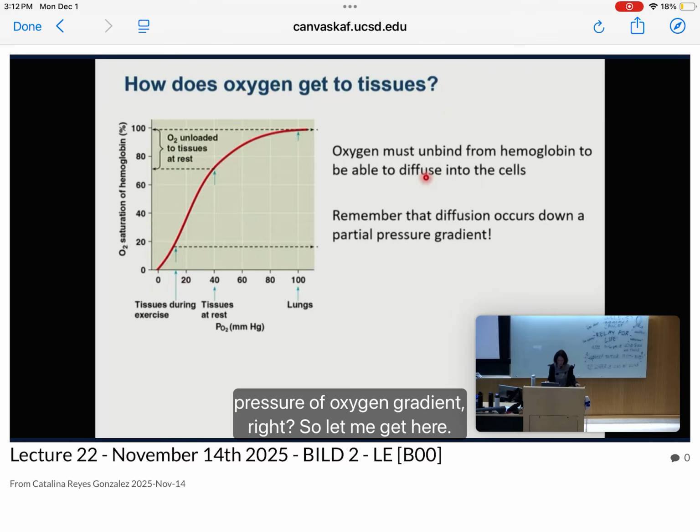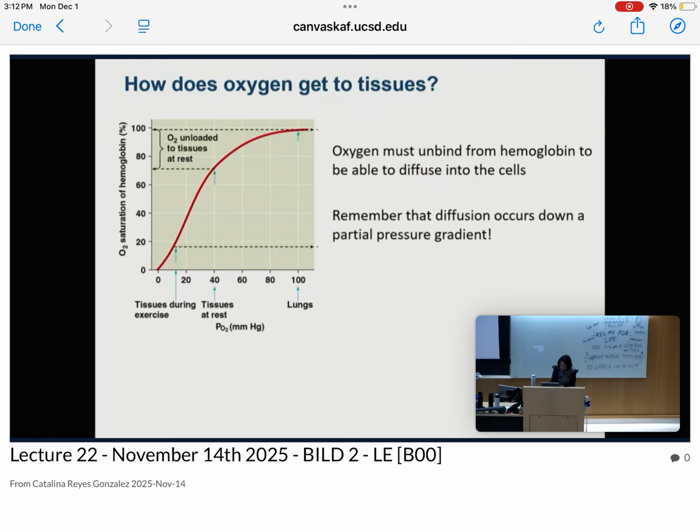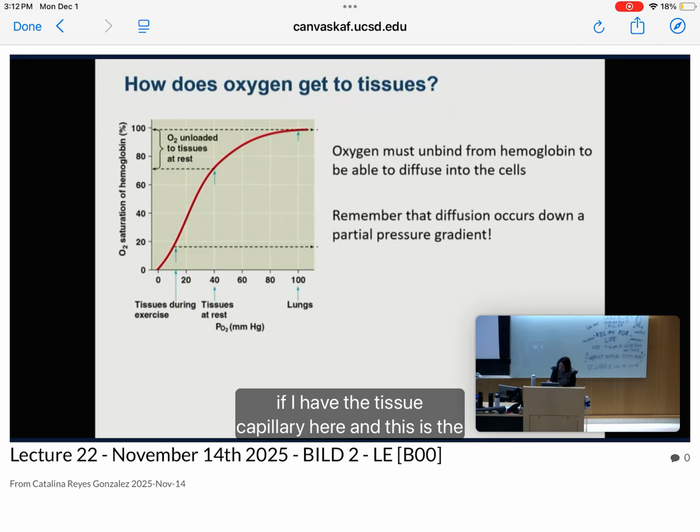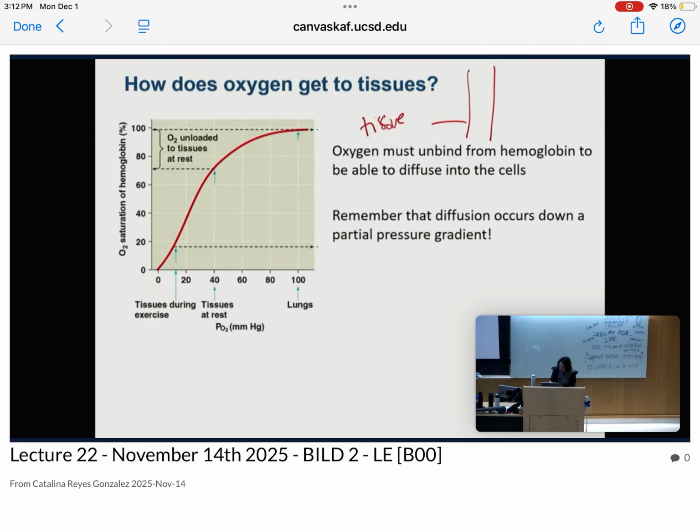So let me get here. I'm trying to get my pen here to work. If I have the tissue capillary here, right? And this is the blood in the tissue capillaries. I'm going to label. Okay. Here I have my red blood cell with the hemoglobin inside, right? And here I have the cells in the tissue, okay?